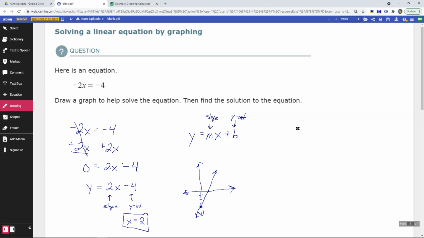Again, we could have figured that out by dividing both sides by negative 2. We can confirm it now by dividing both sides by negative 2 as well. Negative 4 divided by negative 2 gives us x equals 2. Again, this is to show that we can solve linear equations by graphing.